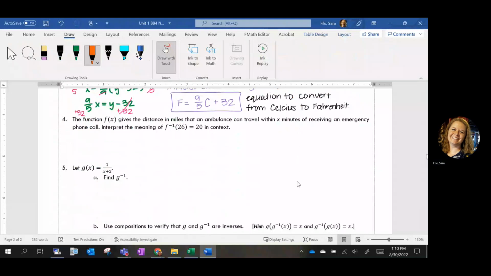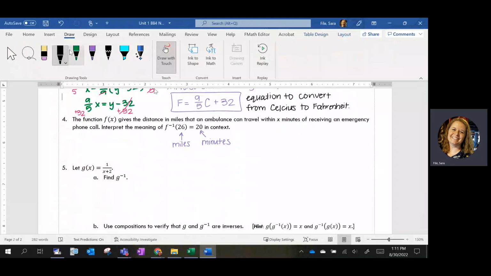Next up, you were given a function f of x that gives the distance in miles that an ambulance can travel within x minutes of receiving an emergency phone call. So f of x, or y, is the distance in miles, and x is the time in minutes for the original function. It asks us to interpret the meaning of the inverse of f of 26 being 20. Okay, so what does that mean in the context of this problem? Well, if they're inverted, instead of y being miles, isn't x now miles for the inverse? So the input now is miles, and instead of x being the time, now the y, the output, is the time in minutes.